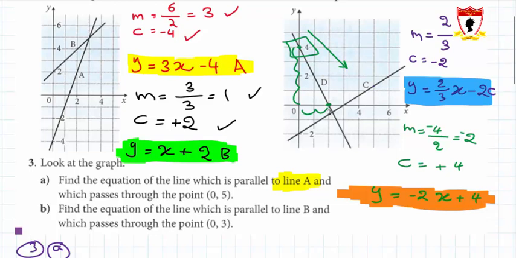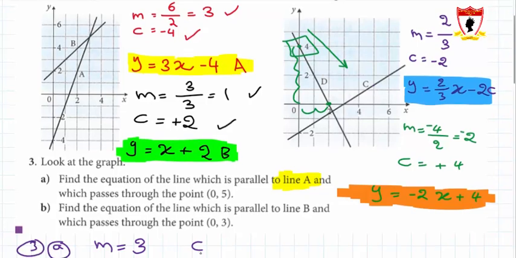To find the equation of any line, we need two pieces of information. The first one is the gradient, and the second one is C. Because line A is parallel to this line that we want to find the equation of, it means they have the same gradient. The gradient of this line is 3. Then how can we find C?